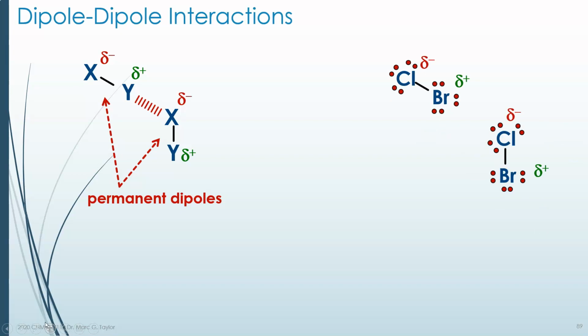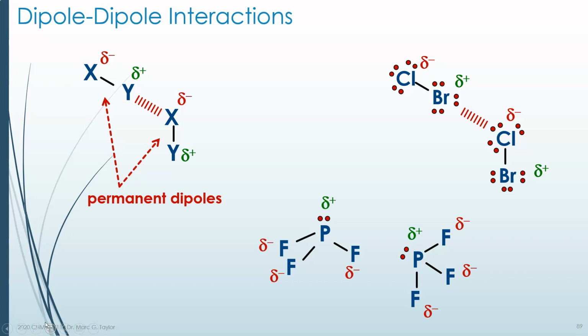So examples would be interactions between bromine monochloride, right here. Bromine monochloride with bromine monochloride. One side is partially positive, one is partially negative. The opposites attract. Here's another one between phosphorus trifluoride. The phosphorus is less electronegative. The fluorines are very electronegative. So the fluorines will have a small attraction towards the phosphorus of another molecule, and you get these interactions. And by the way, if you mix these molecules up, they can all interact with one another as well, with the positive end of one and the negative end of another.